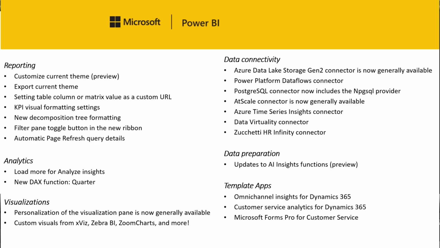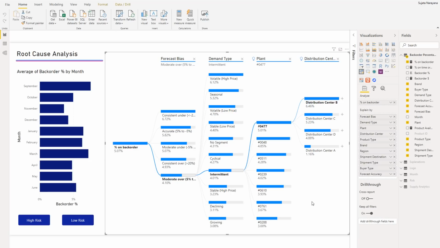This month, we've also added several new formatting options for our decomposition tree. Let's see a sample report. So here in the sample report, you'll notice that there is a decomp tree here. And while it does look good, it's not quite aligned with the colors and the fonts in the rest of the report. So let's go ahead and take a look at some of the formatting options to see if we can get it to look a little bit more cohesive.